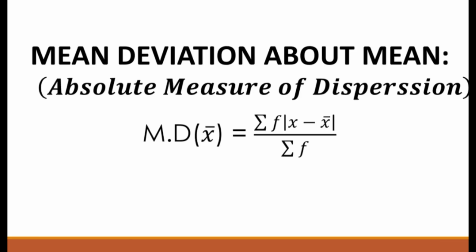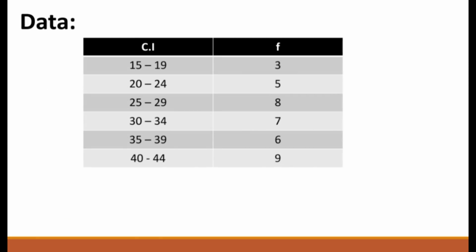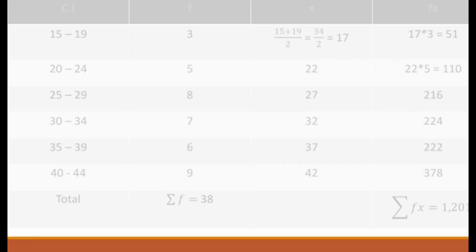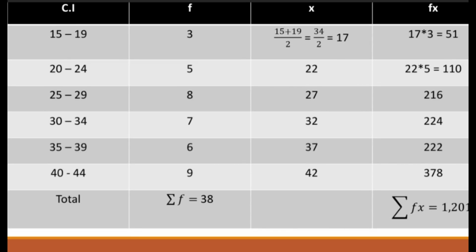Whenever you are given the data, you need to find the mean first. Let's suppose the data is a class interval with frequencies given. First of all, you need to find the mean of the grouped frequency distribution. The formula of mean is summation fx upon summation f. So you need to find two columns, x and fx. x means the midpoint.